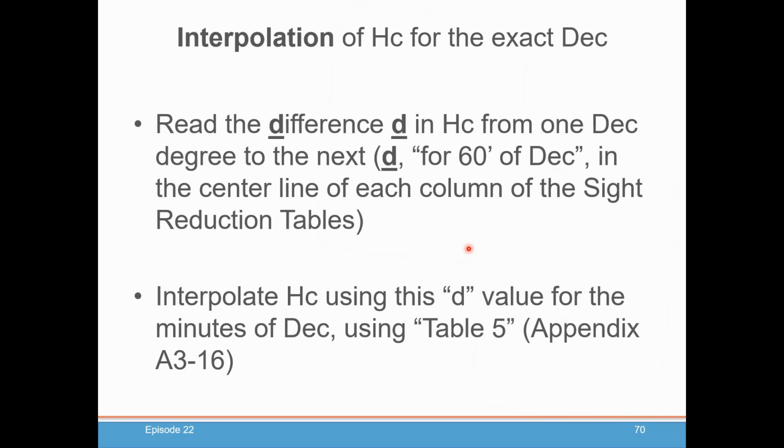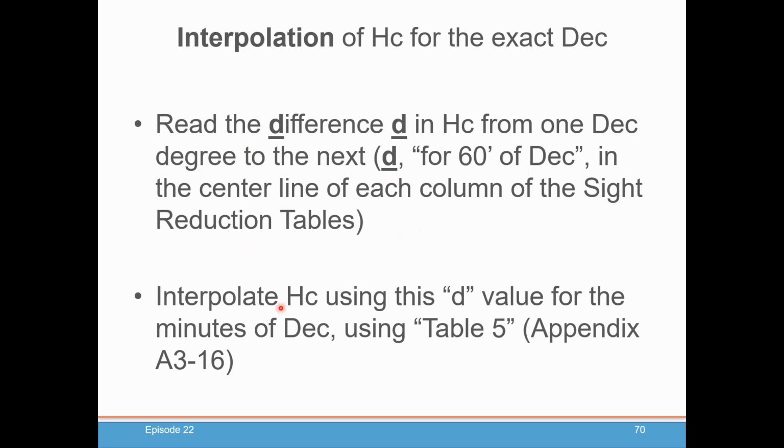And the way we do that is when we look into the site reduction table, and you look up your LHA, your latitude, and your declination for the degrees of declination, and you follow it down to the row and the column, you're going to see something called the difference D in HC from 1 degree of declination to the next. That D stands for difference for 60 minutes of declination. And that's going to basically help us with our interpolation. And you'll see that D in the center line of each column for the site reduction tables. And when we look at that in a moment, you'll see that.